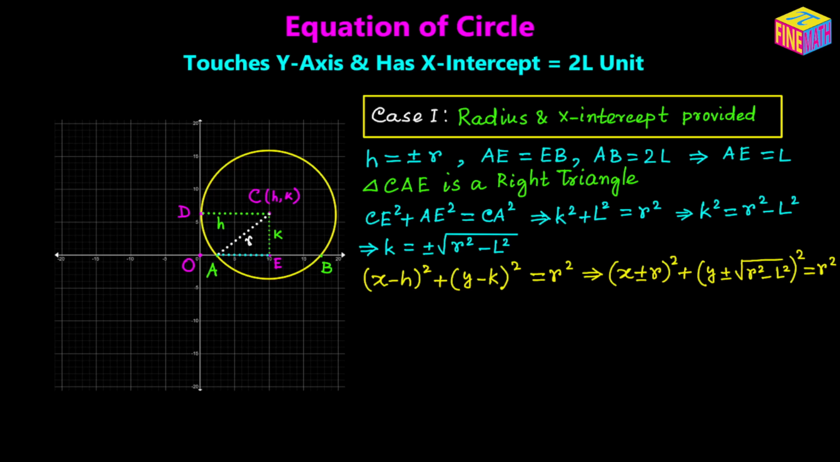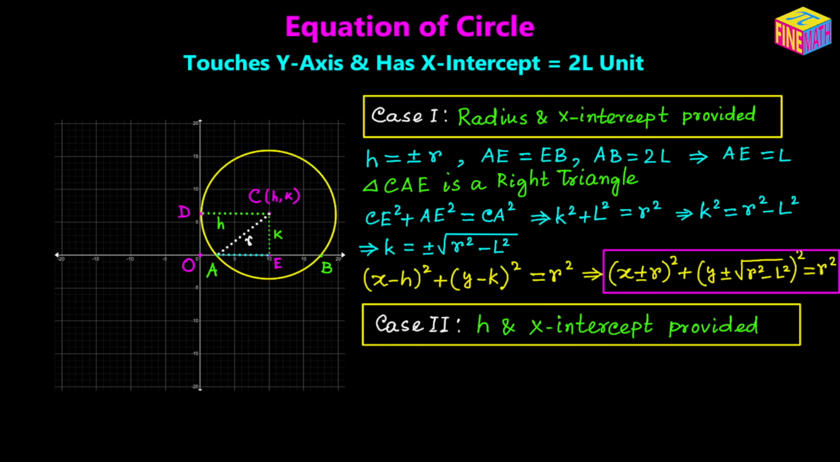And finally, our equation will look like this: x plus or minus r whole squared plus y plus or minus square root of r squared minus l squared whole squared is equal to r squared. Here we know the value of r and the value of l because those are the two pieces of information that have been provided in this scenario. So our equation can be written like this, and that is the combined equation of the four possible circles. If we use the different combinations of plus and minus sign in the two parentheses, then we can come up with four equations for the four possible circles.